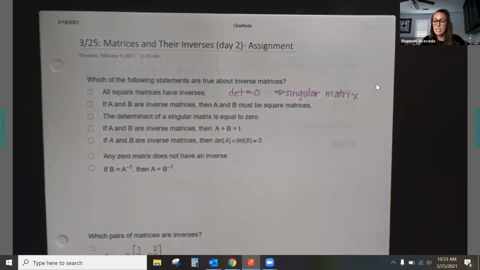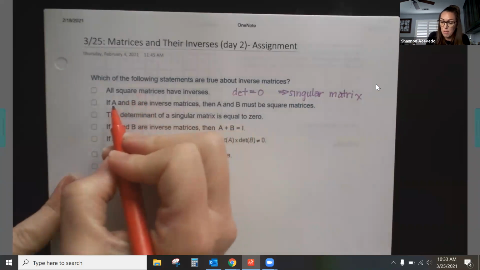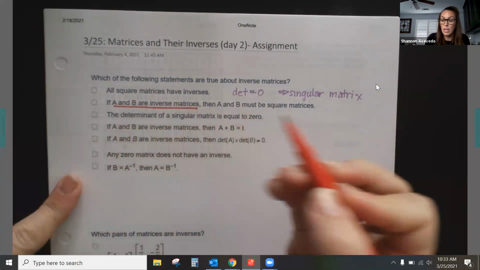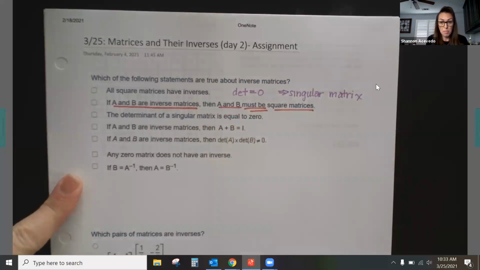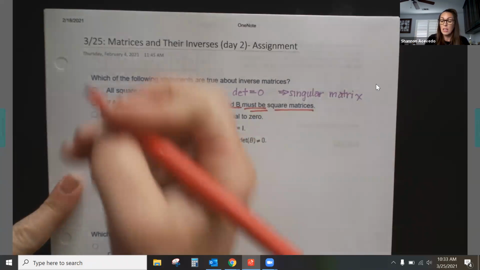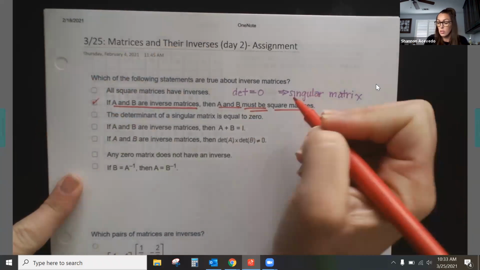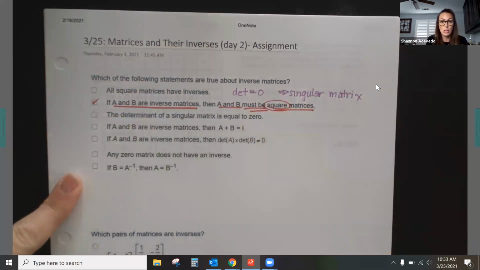My next question says, if A and B are inverse matrices, so A and B are inverses of each other, then A and B must be square. Yeah, absolutely. They have to be square, because in order for us to know they're inverses, we need to check that determinant. So very important, we're working with square matrices.